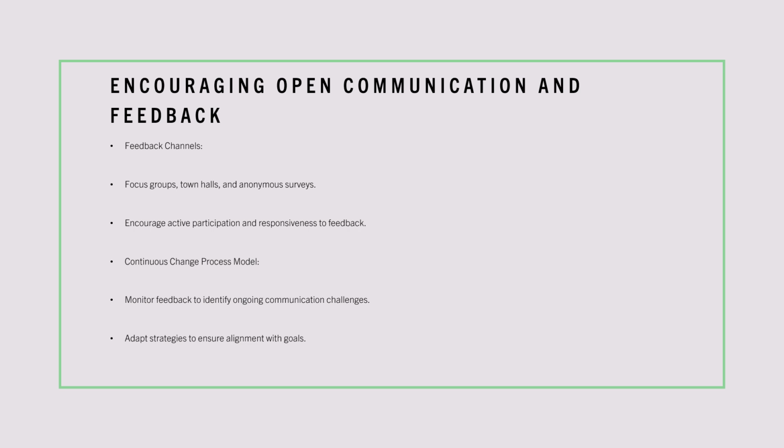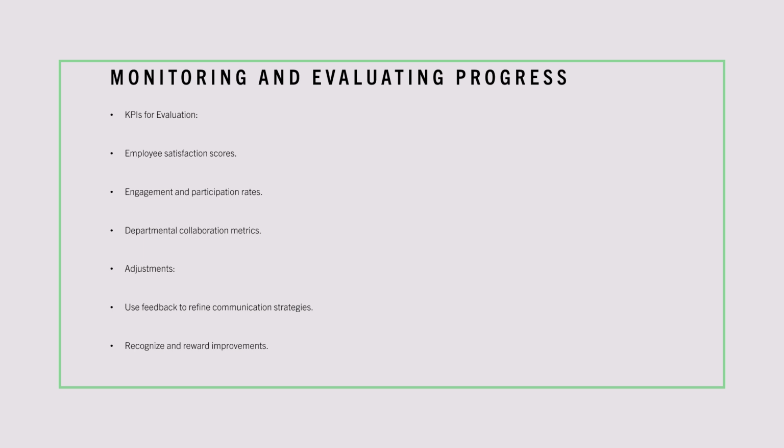Continuous change process model. First one is monitoring feedback to identify ongoing communication challenges. For instance, using anonymous surveys to spot patterns of dissatisfaction. And the next one is adapting strategies to ensure alignment with goals. If one strategy isn't working, pivot quickly based on feedback. Now go on to the next slide.